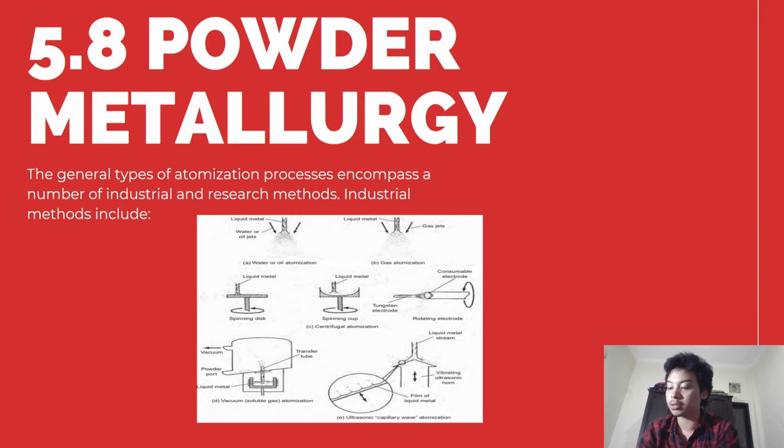electrode. Vacuum or dissolved gas atomization, where a molten metal is supersaturated with a gas that causes atomization of the metal in a vacuum. Ultrasonic atomization, where a liquid metal film is agitated by ultrasonic vibration. And also there is water atomization and gas atomization.